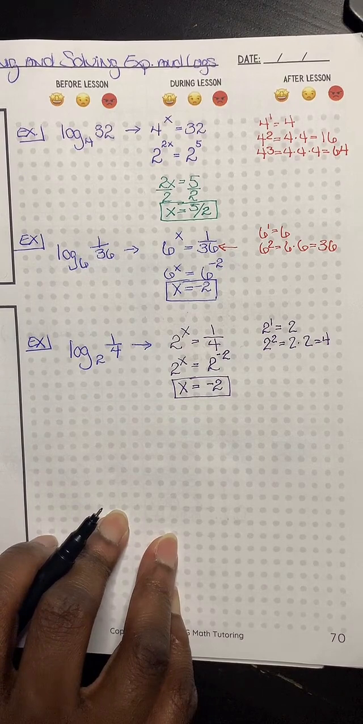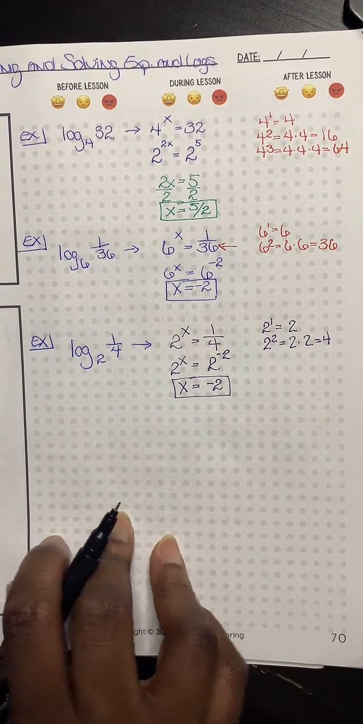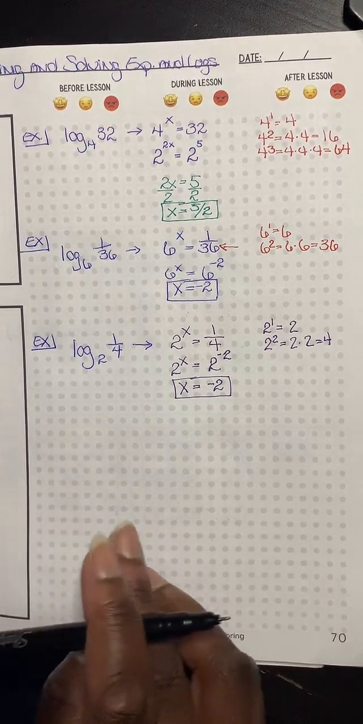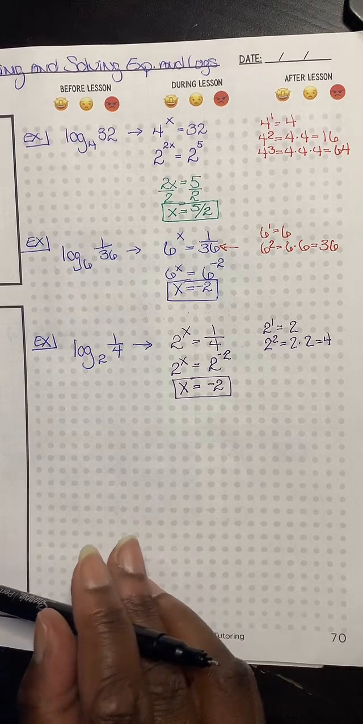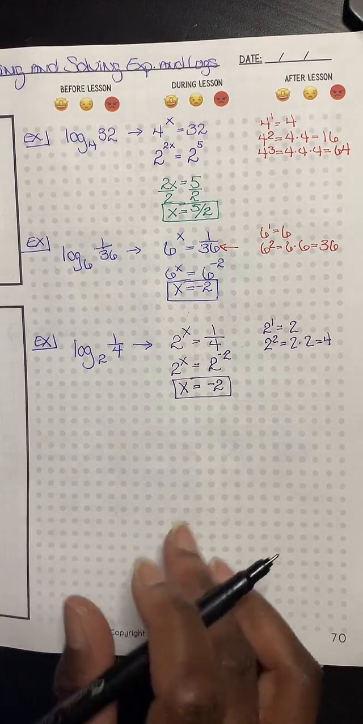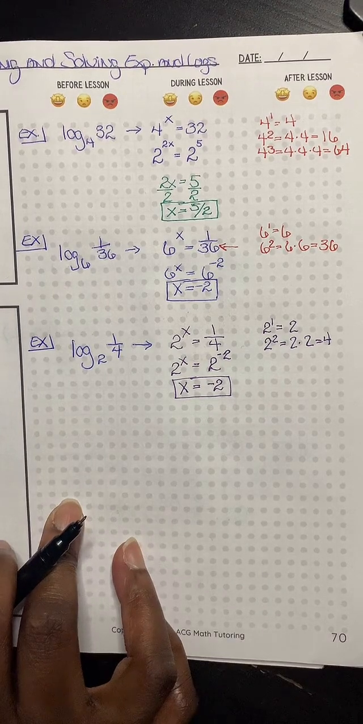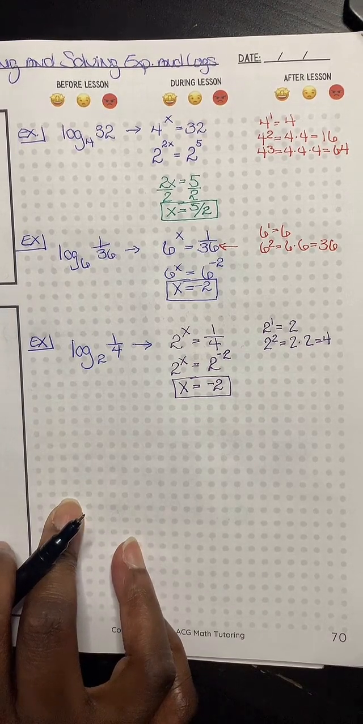Okay. Not 6. Yeah, we don't have any 6s up here. Okay, good. All right.